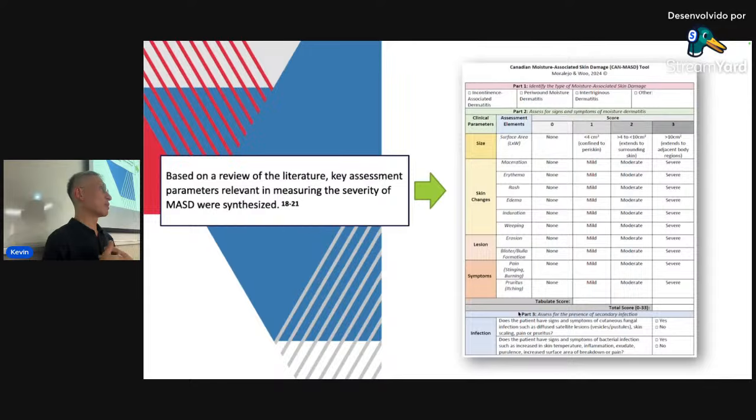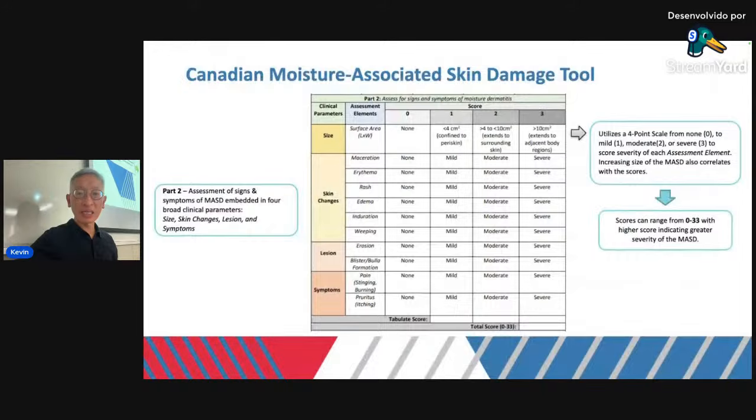We're still at a very early stage in developing this tool and evaluating the psychometrics. I'd love to hear comments from this group, whether we're on the right track, whether you think some of those parameters make sense, because we want to apply these metrics to the different types of MASD, not just IAD or peri-wound skin damage, but the different versions of moisture-related skin damage.